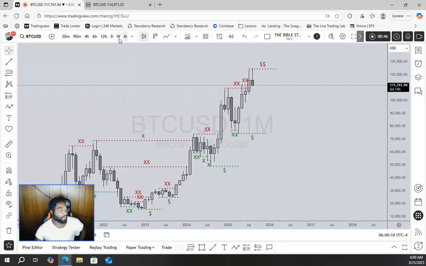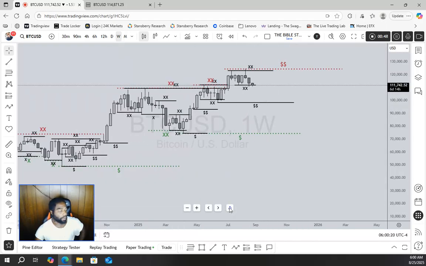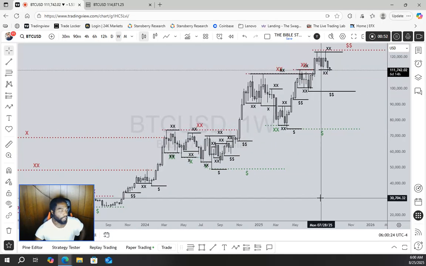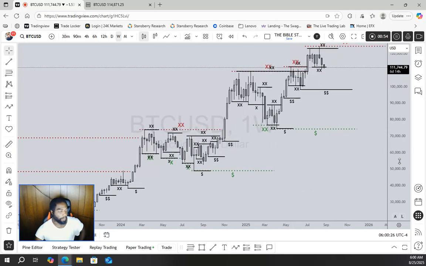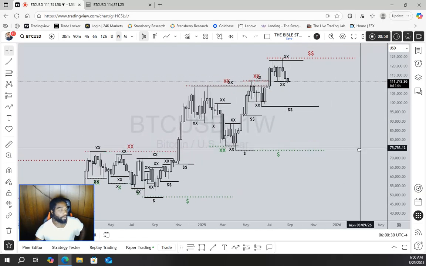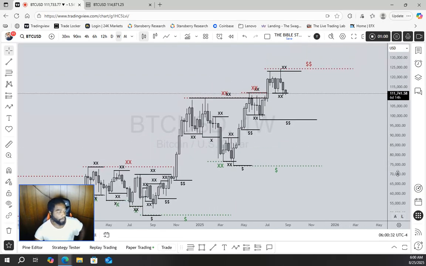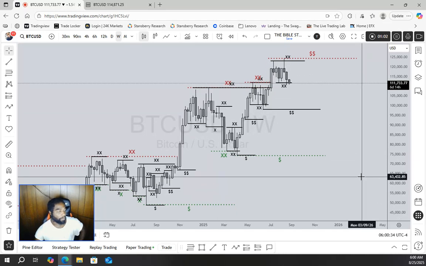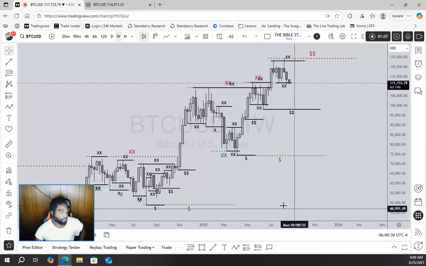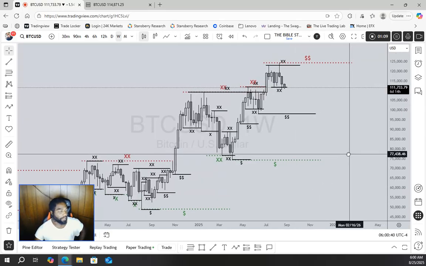Of course, we have to scale in. We're going to go down to the weekly to determine what price is doing inside of that monthly time frame, inside of the weekly price action. So as we can see, we know price is bullish. On the monthly time frame, price is bullish. On the weekly time frame, price is bullish.